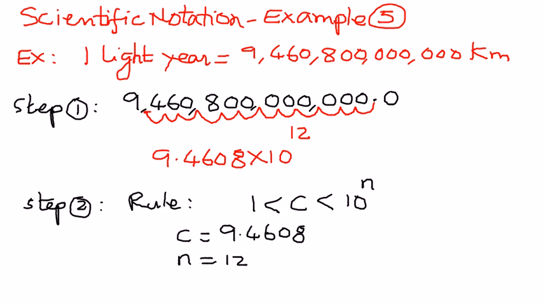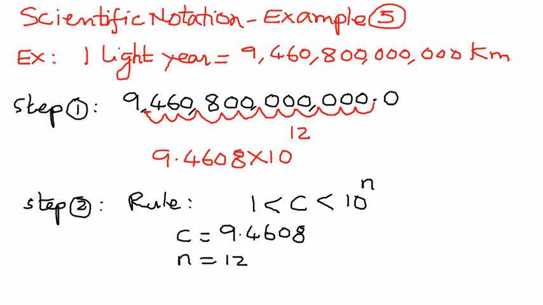Here we have expressed 1 light year, which is a very large number, in scientific notation. Scientific notation is very useful when you're giving a presentation or when you're writing very large numbers. You can always express them in scientific notation, which is the correct way to do it, and it looks clean and neat in your presentation as well.